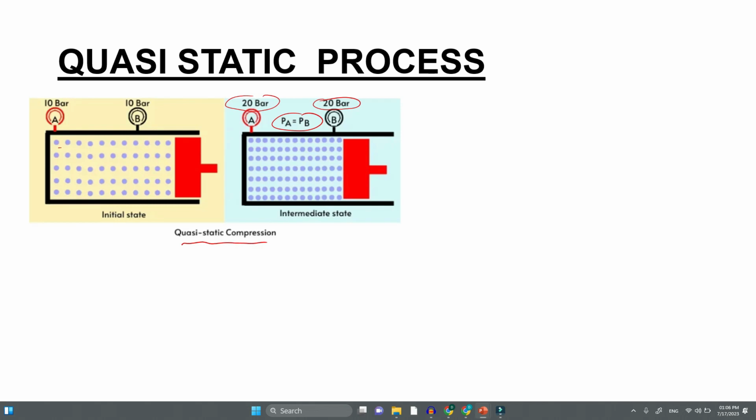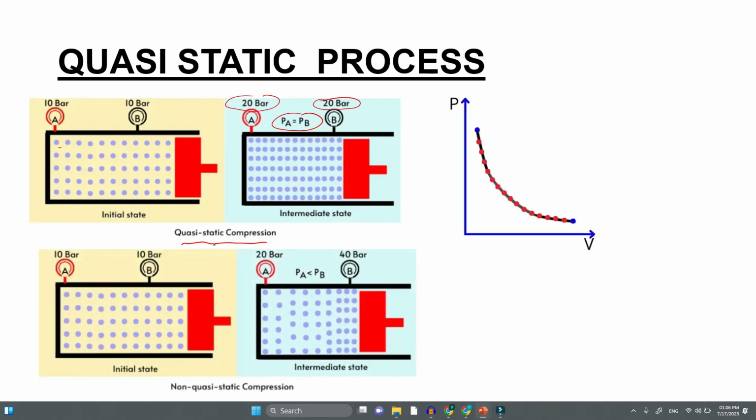But let us see what actually happens. Here you can see that if the piston is compressed very fast, and you measure the pressure near the piston, you have high pressure, that is 40 bar. Here you have low pressure, that is 20 bar. Because when the piston is moved very fast, the gas near the piston gets compressed higher than the gas here.